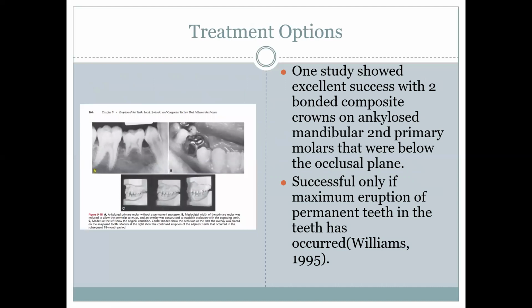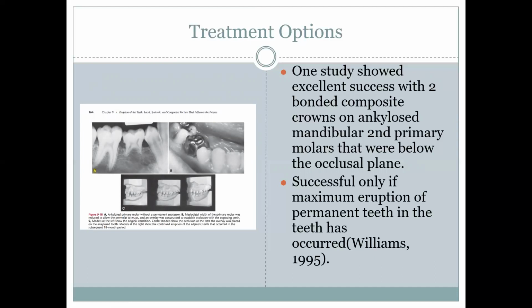So here we have some pictures of treatment options. As we see here on A, the primary second molar has no succedaneous tooth below it. So you try to leave that tooth in as long as possible to hold the space. When that exfoliates, then a dental implant is probably the best treatment of choice.